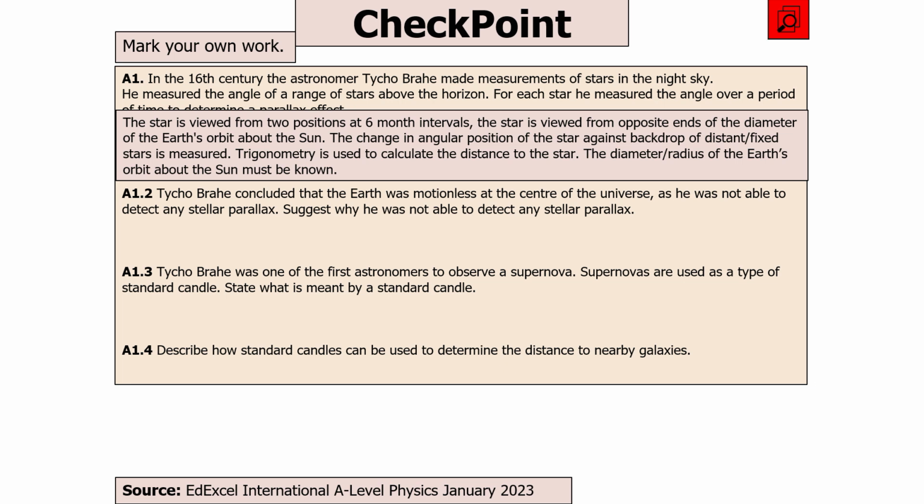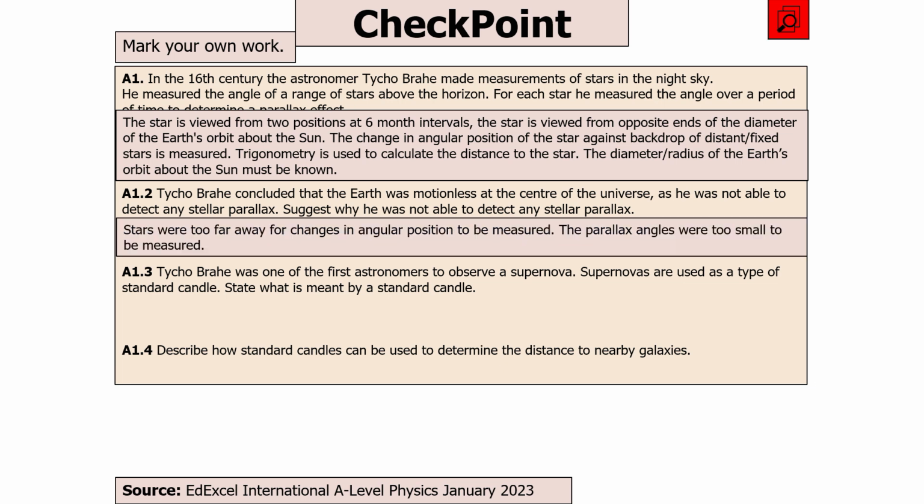Now the next one, why was he not detecting stellar parallax? Because those stars at the centre of the universe, which he thought was the point, were so far away that you couldn't determine any change in positions. They were too small to actually be measured with the naked eye in the 16th century.